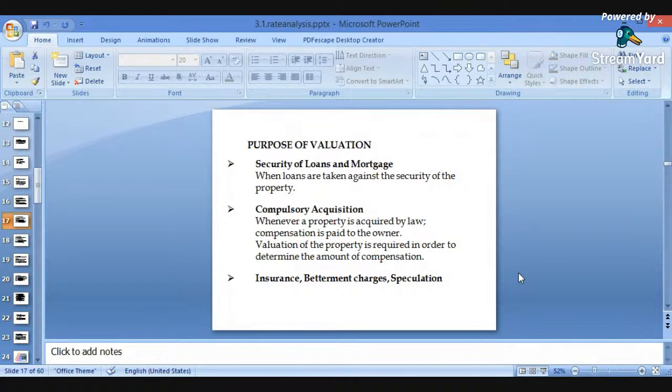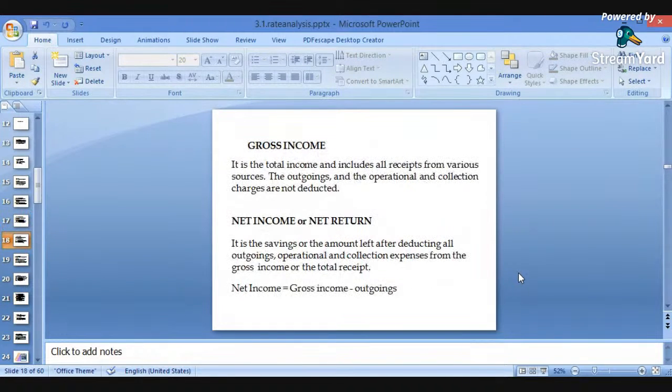Again, insurance, betterment charges and speculations. For insurance purposes and for betterment charges also, this valuation plays an important role. With the help of the valuations, we can find out how much amount will be required for insurance. So for the fixation of insurance and betterment charges, valuation again plays an important role.